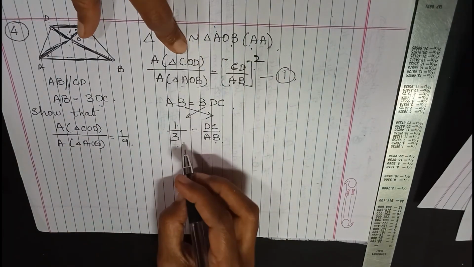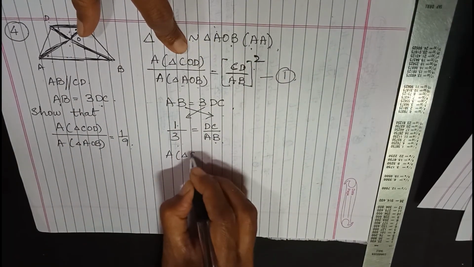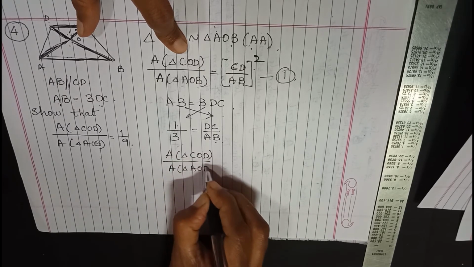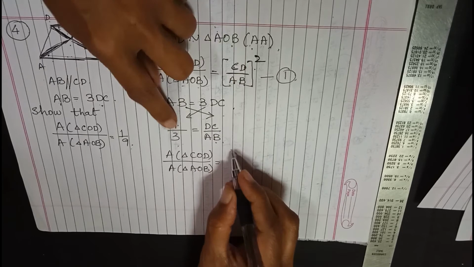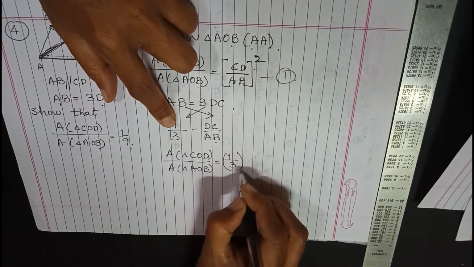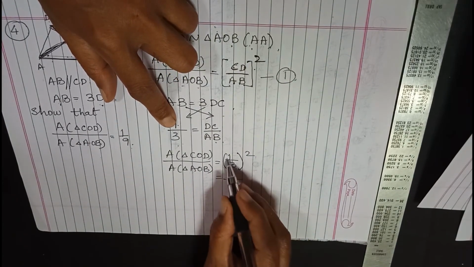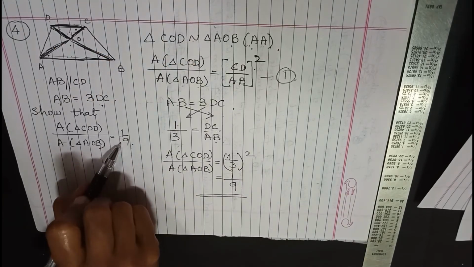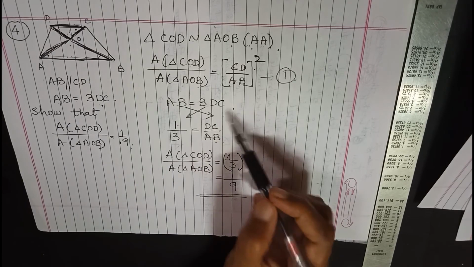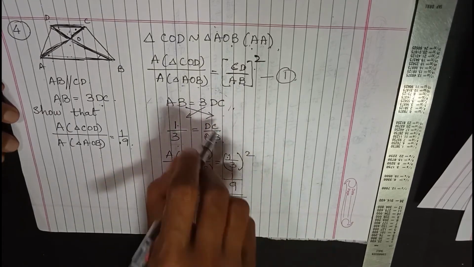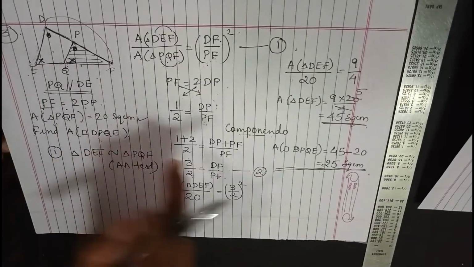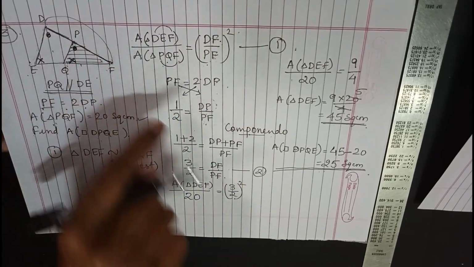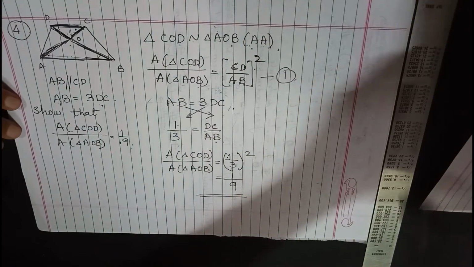Now, area of triangle COD upon area of triangle AOB is equal to, instead of this ratio, I will put 1 upon 3 whole square. When you open the bracket, square of 1 is 1, square of 3 is 9. And I get the answer that I want, right? So sometimes the ratios will be given directly as it is, or sometimes you will have to use componendo if only a part of the side of the triangle is given. Right? The method remains the same.